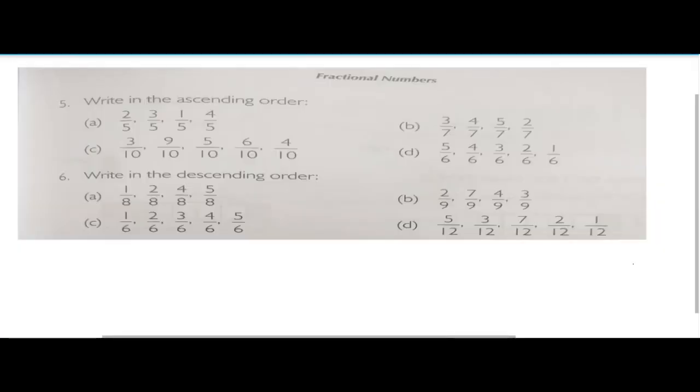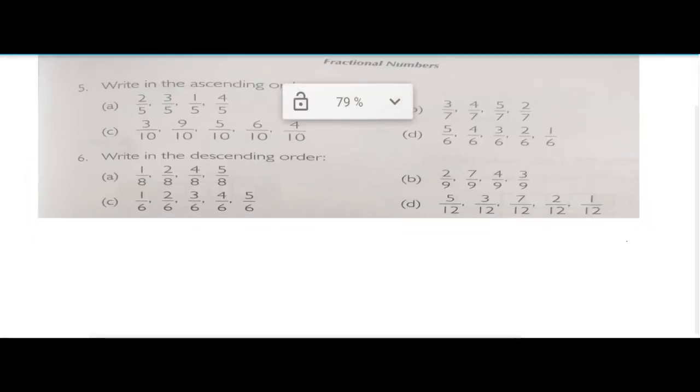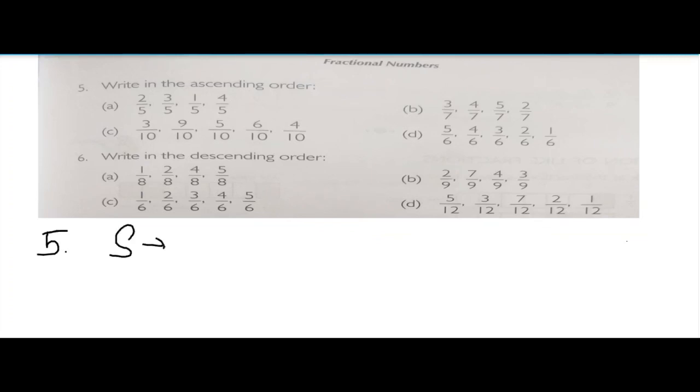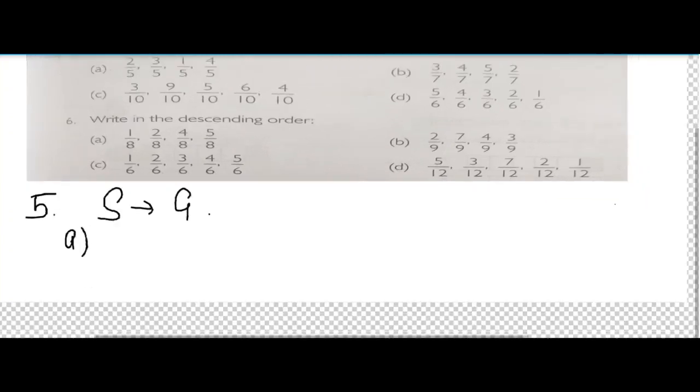Okay. Now next you have to write in ascending and descending order. You can write this in your copy. You have to first arrange in ascending order. Ascending order means smallest to the greatest. Okay. So let me do A and B. You will do C and D by yourself.